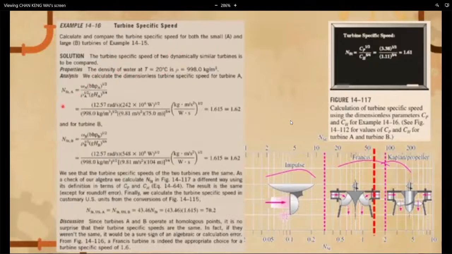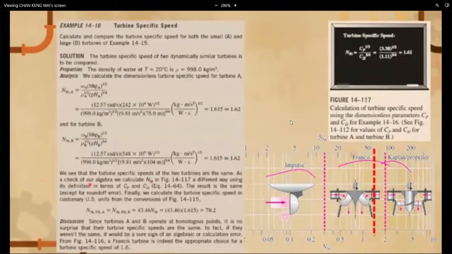Okay, so over here you see the ST. This is for A. You have the omega, brake horsepower, the rho, the density, and gravitational acceleration, and the H, the head. So this is for turbine A. Your answer is about 1.62. Then you use turbine B to do the calculation again, and you will get approximately the same. So it will be roughly here, which is the Francis turbine.